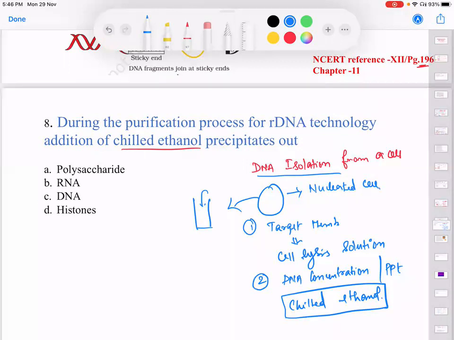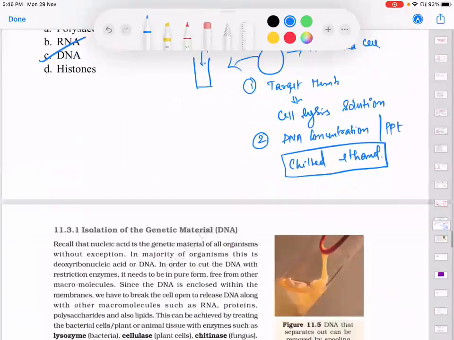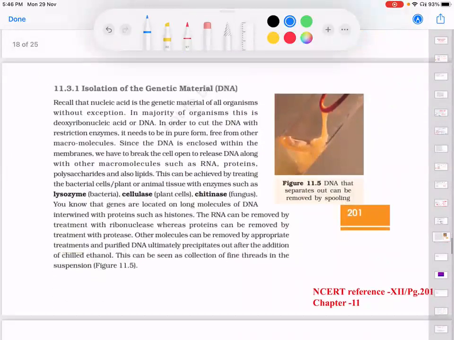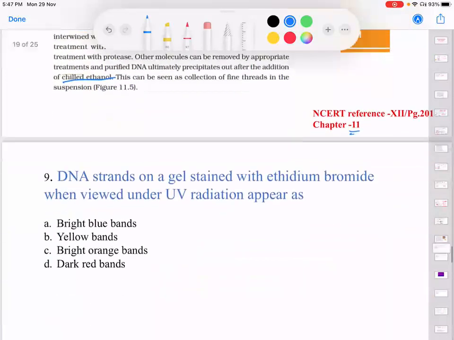So this is all written, and you can very well go for DNA, right? The necessary information is given in this. Again, this is a direct question from the NCERT text. You have got it in chapter 11. I think the lysozyme, cellulase, chitinase, everything is given. Cell lysis solution and chilled ethanol are given here, and you can see this is the DNA. Page number 201 has the relevant information, so kindly go back to that and get the concept. Right, fine. So next is the 9th one.